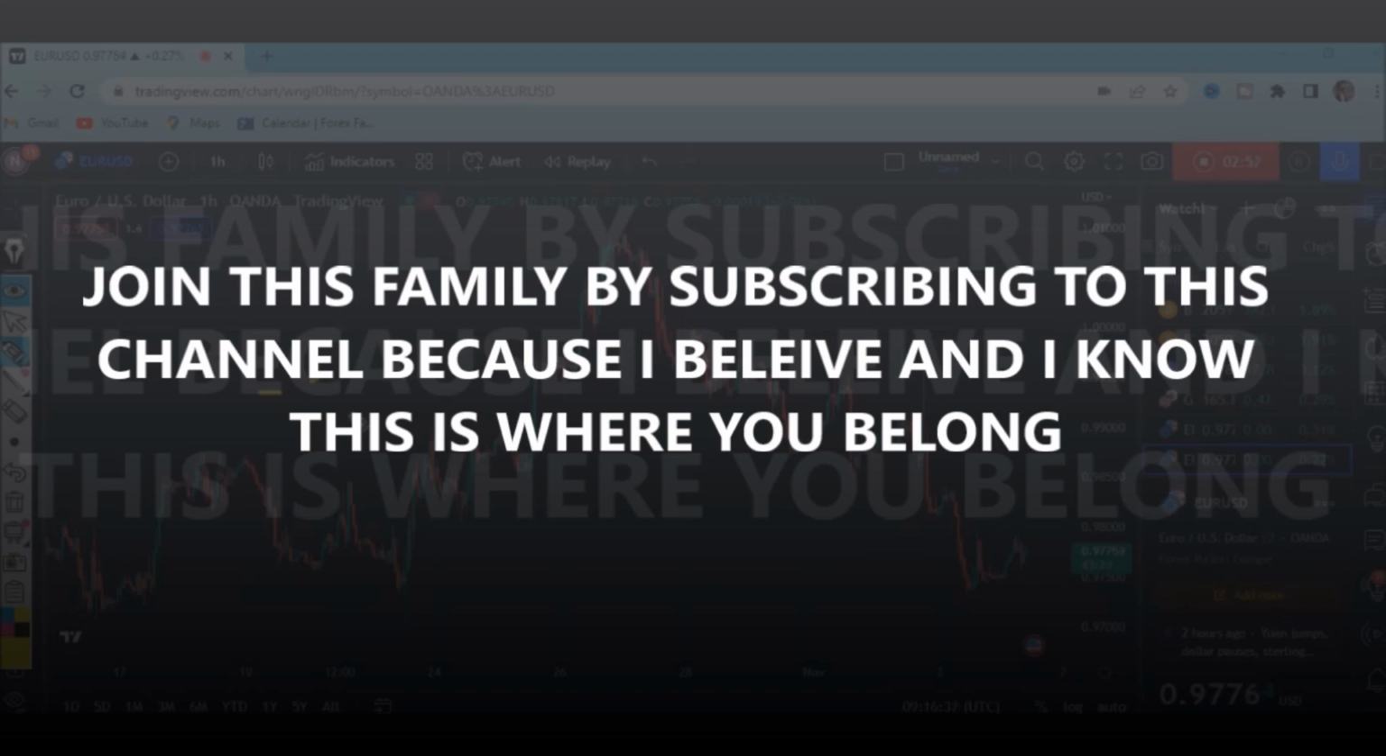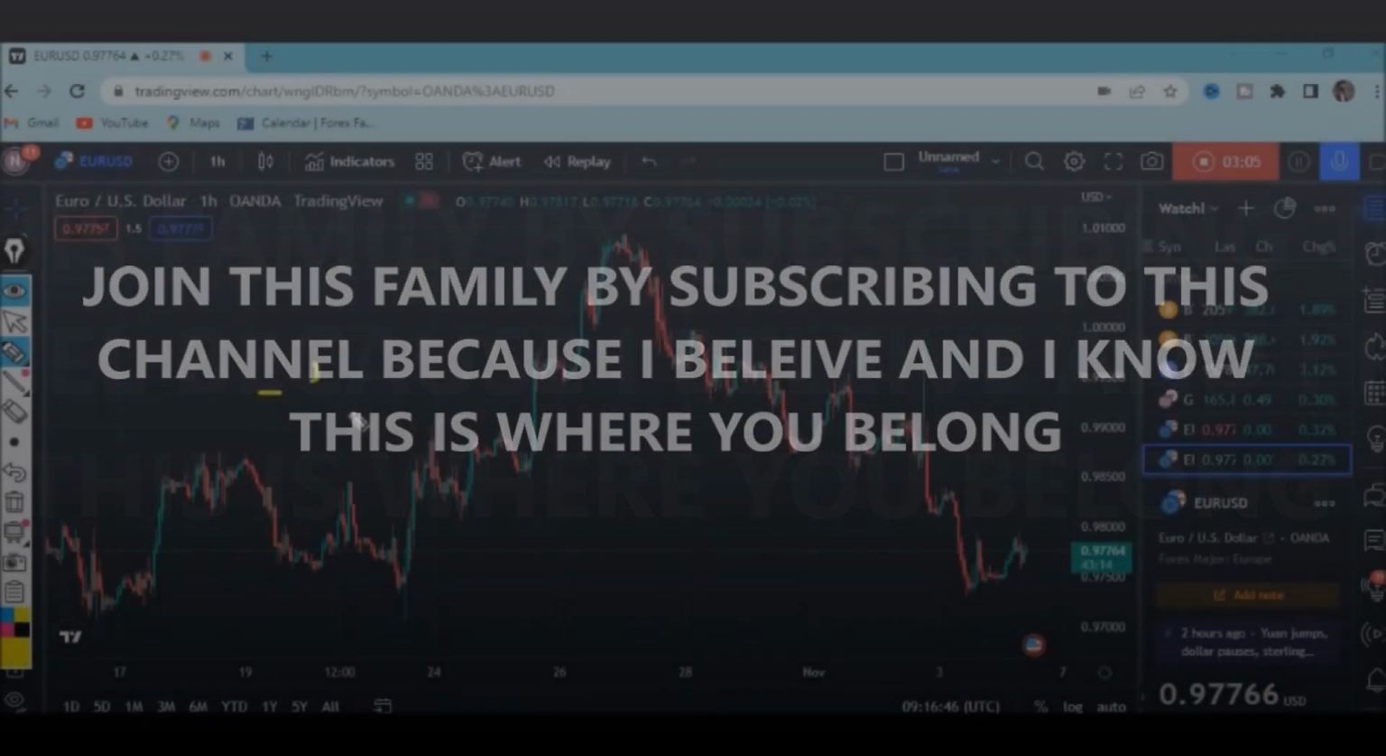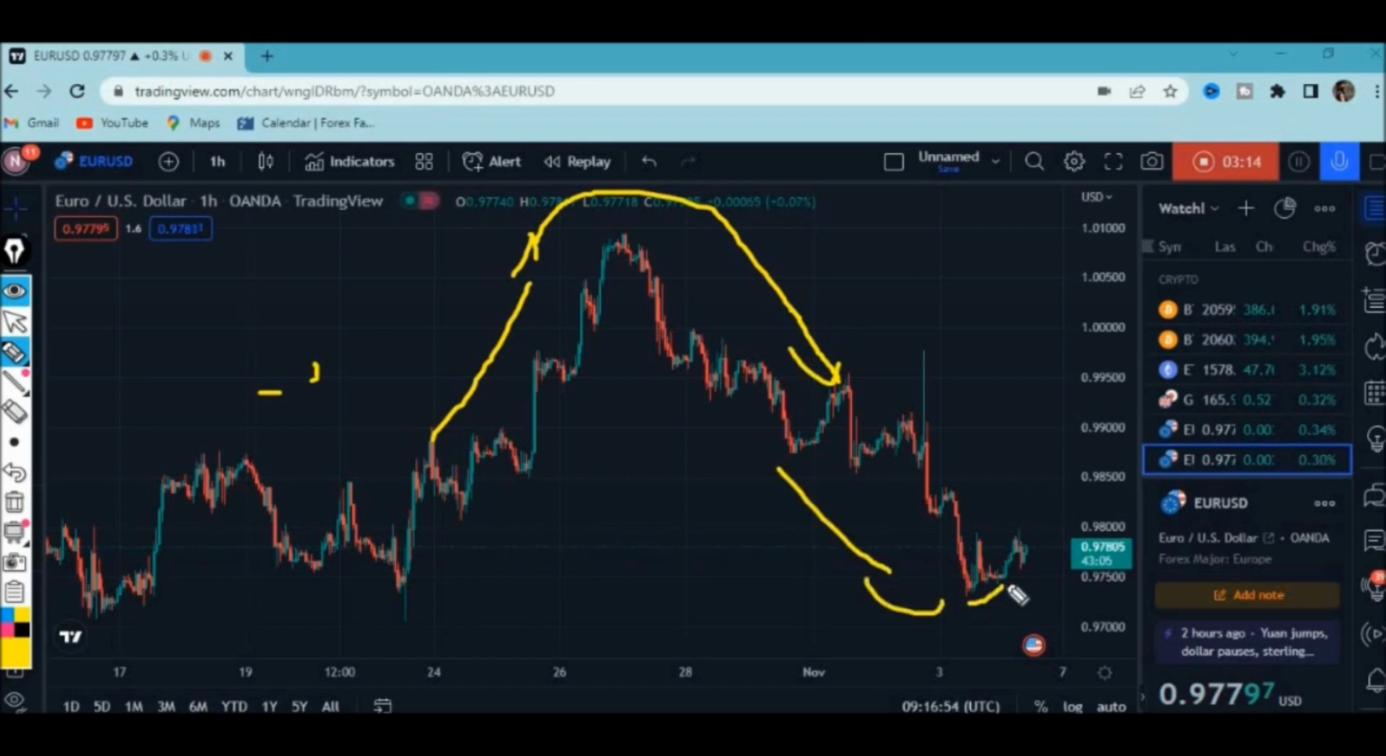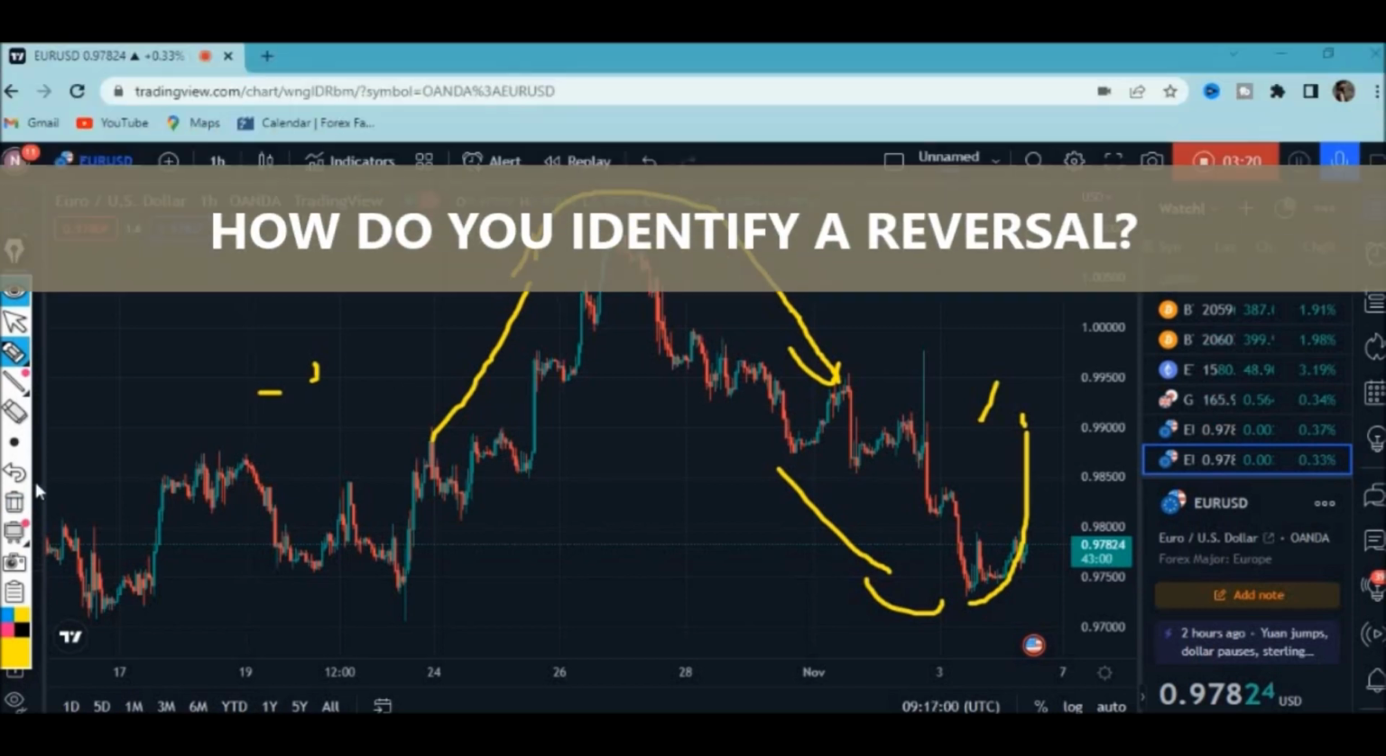Content today is all about a reversal, and someone can ask you, what is a reversal in forex trading? What is a reversal in stock? What is a reversal in cryptocurrency? A reversal simply means, let's say the market was buying and then it starts selling, or rather the market was selling and then it starts buying. That's what we call a reversal. So how do you identify this reversal?